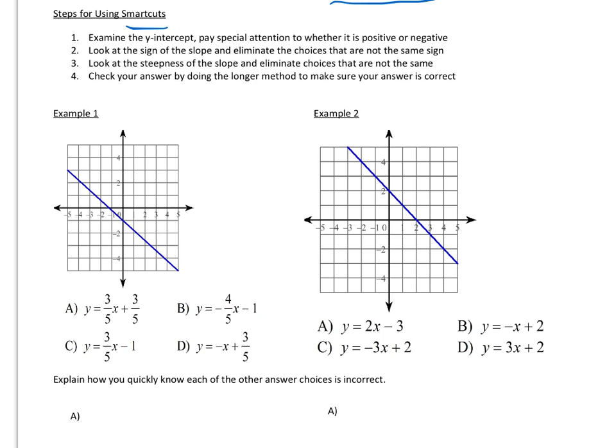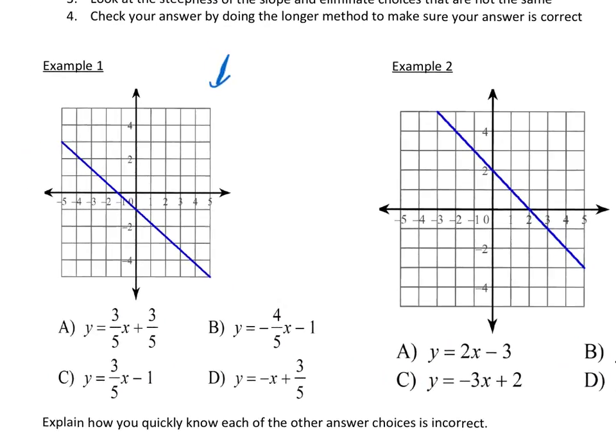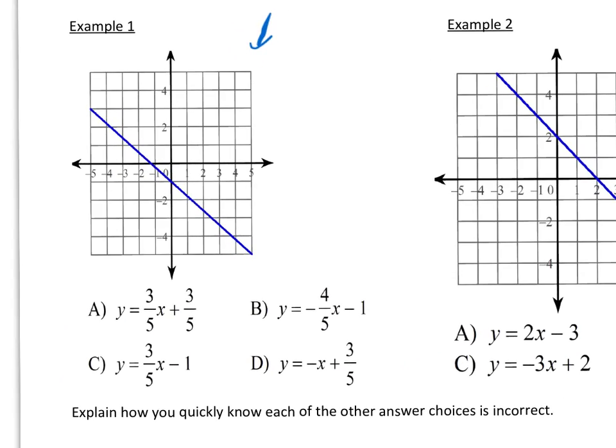So if I see a test question like this, and it asks you, what's the equation of this line? And our answer choices are 4 different slope-intercept equations. The very first thing that we're going to do is look at the y-intercept and pay special attention to whether it's a positive or negative y-intercept. Let me zoom in on this one.